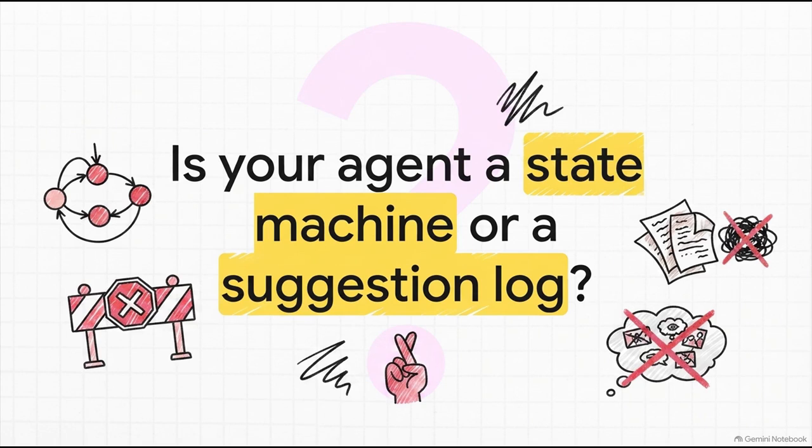So I'll leave you with this provocative thought to chew on as you design your next AI architecture. Is your agentic system a resilient state machine, or is it really just a sophisticated suggestion log waiting to break? Are you building true safety boundaries where your system can confidently say no, or are you just crossing your fingers and hoping your suggestion log doesn't hallucinate when it matters most?